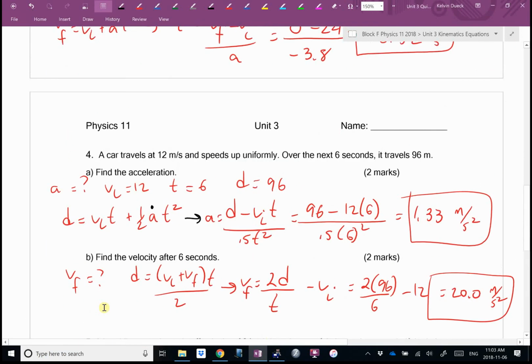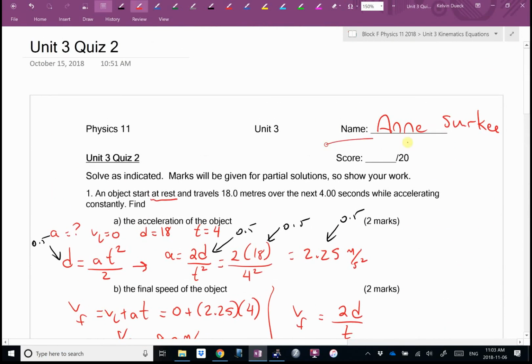Can you give yourself a lovely score, please, out of 20?